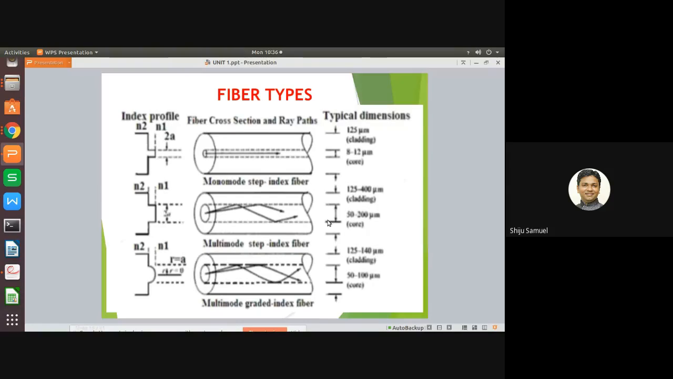Okay, so classifications of optical fiber. That means there are three basic types of optical fibers. First one is the step index fiber, second is the graded index fiber, and third one is the single mode fiber. Again, the step index fiber we have to subdivide into two categories. First one is the single mode step index fiber as well as the multi mode step index fiber. And second category is the graded index fiber. Graded index fiber means nothing but multi-mode graded index fiber.